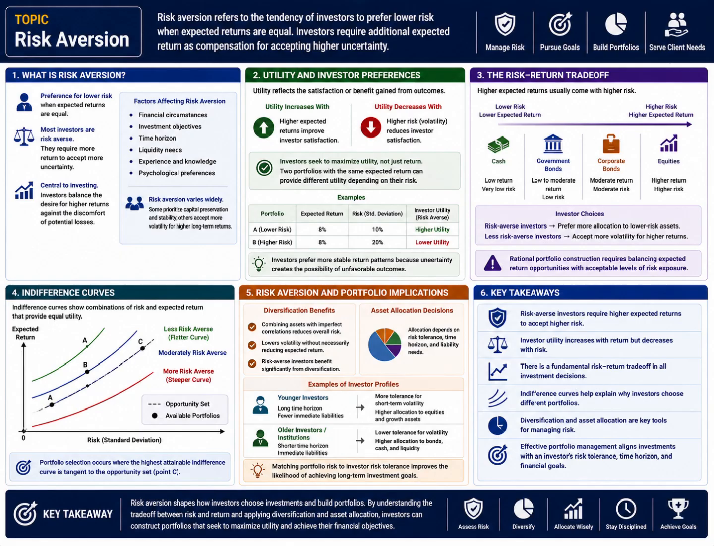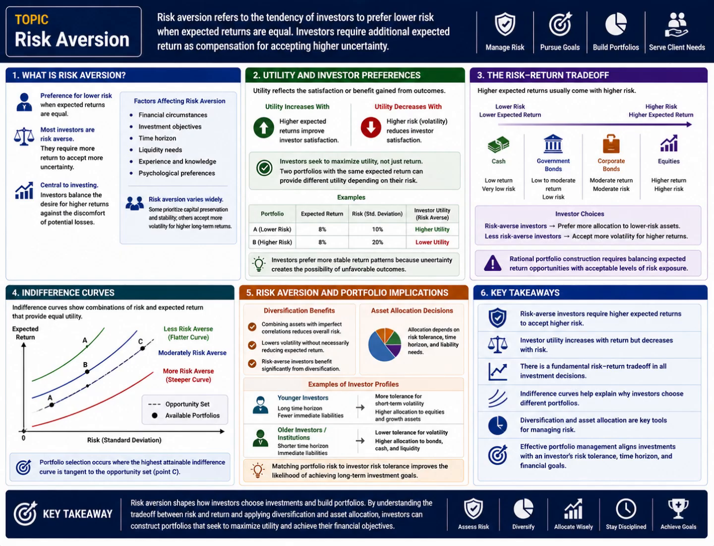Investors balance the desire for higher returns against the discomfort associated with potential losses and volatility. Understanding risk aversion helps financial professionals design portfolios that align with client objectives, constraints, time horizons, liquidity needs, and emotional tolerance for market fluctuations and uncertainty.